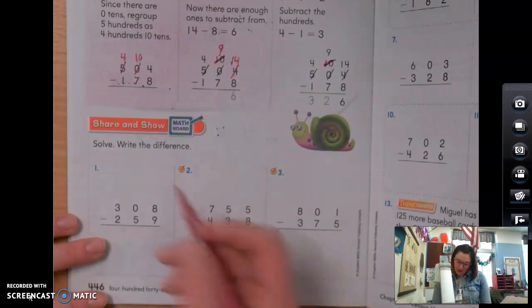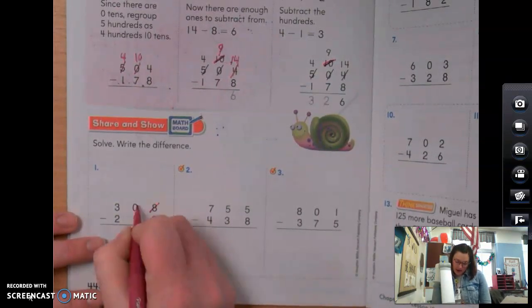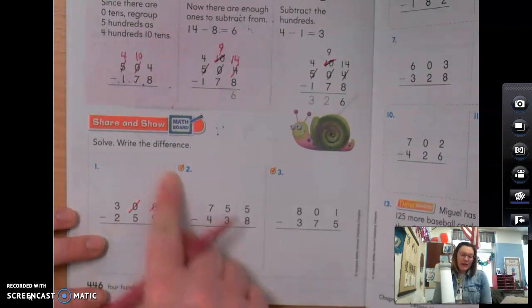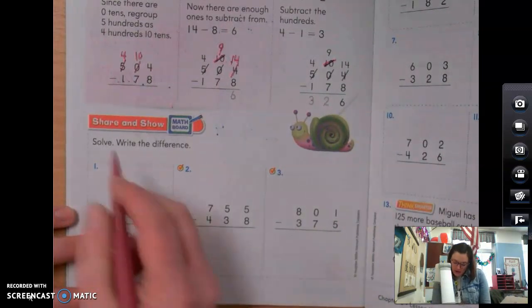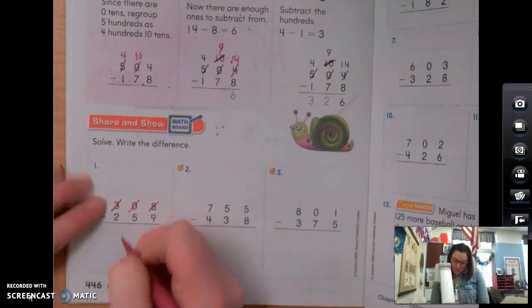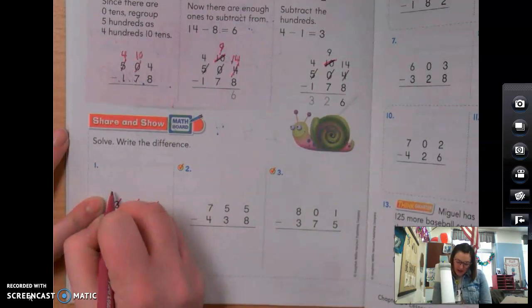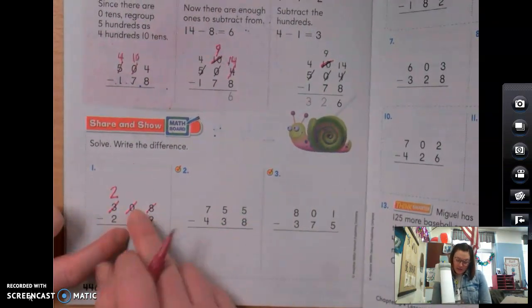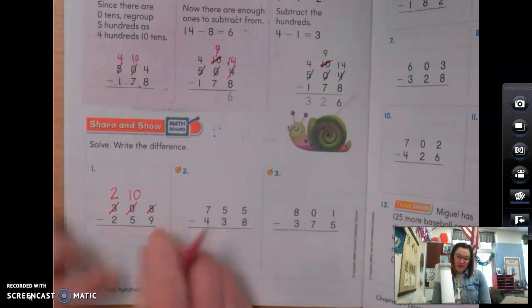All right, 308 minus 259. So 8 minus 9, I can't do it. So I cross out 8, cross out this 0 here. But when there's 0 in the tens place, you can't bring any over, right? You can't do 1 less than 0. So that's when I have to go over to the hundreds. This 3, I do 1 less. The 3 becomes a 2. And I'm bringing that 100 over as 10 tens. So this becomes 10.